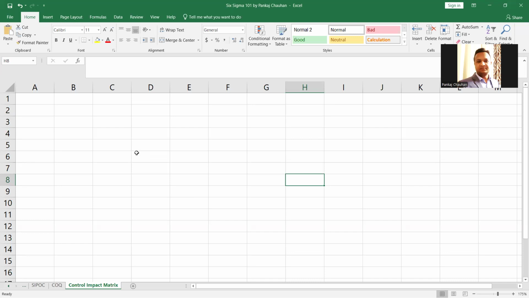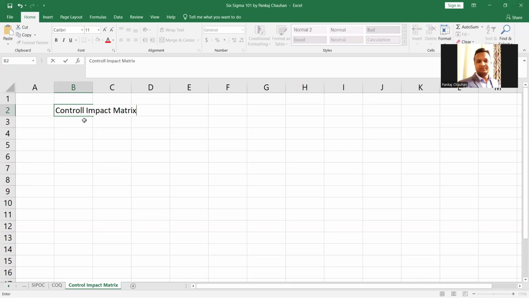Today we are going to learn about one of the prioritization techniques for solutions, called the control impact matrix. Let me write the name. It is called the control impact matrix. It's a prioritization technique.